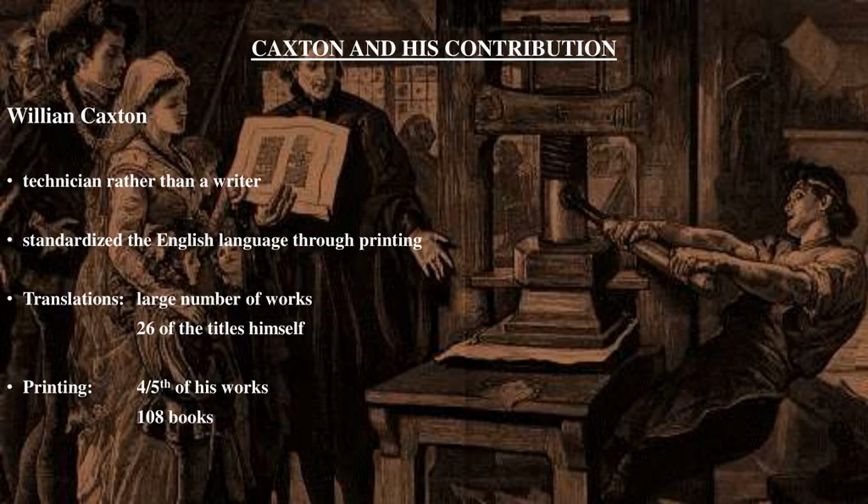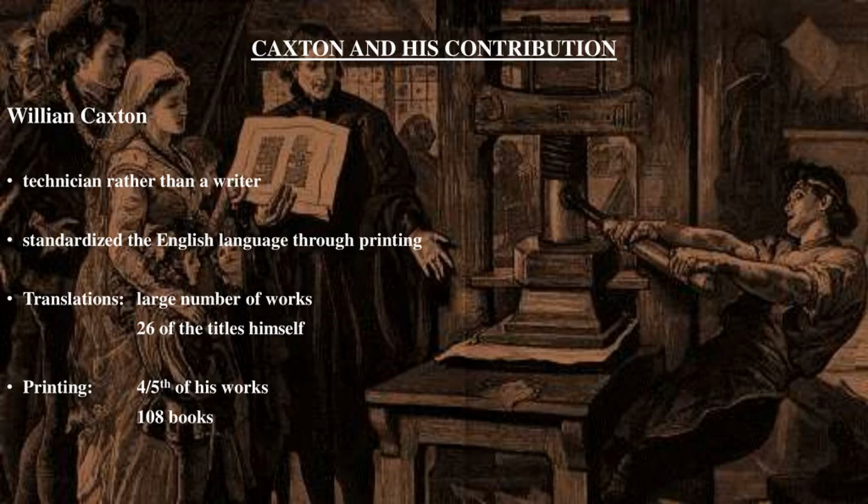He translated a large number of works into English, 26 of the titles himself. He had printed 4/5 of his works and as many as 108 books. However, the English language was changing rapidly during his time and he was given works dealing with a variety of styles and dialects. Having discussed these, it is time to sum up some of the salient features of the age.